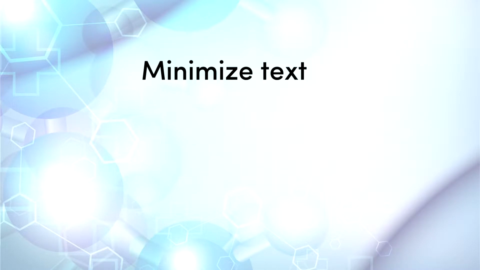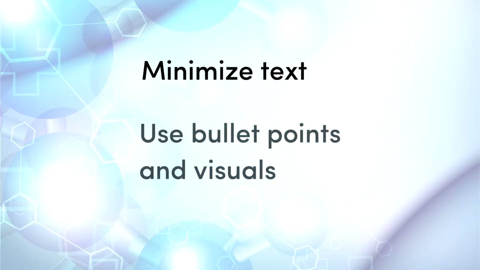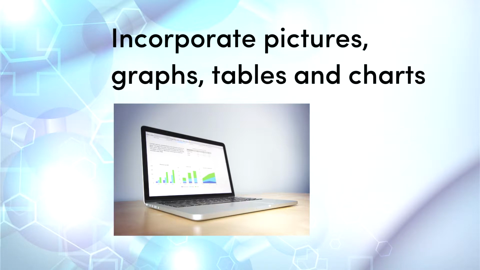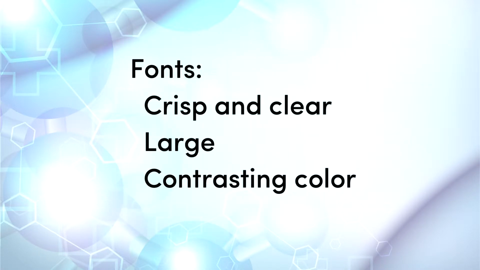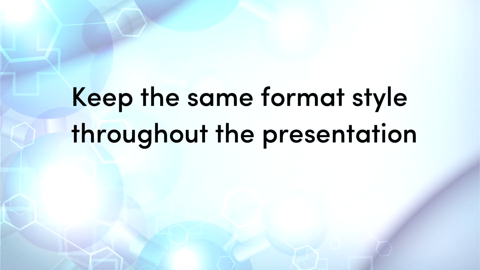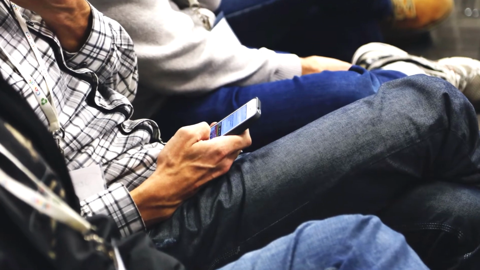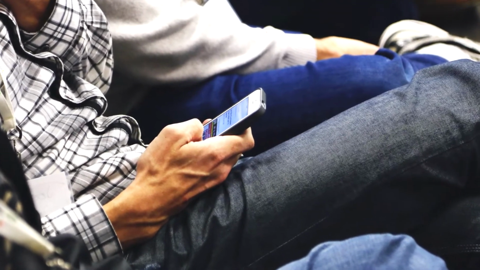You don't want your audience to start reading and stop listening. Use bullet points and visuals to replace full sentences. Incorporate as many pictures, graphs, tables, and charts into your presentation as possible. Use fonts that are crisp and clear. Use large fonts, over 16 points, to make your text easy to read. Use a contrasting color scheme. Avoid red font. Keep the same format style throughout your entire presentation. The last thing you want is for your audience to become distracted during your presentation.